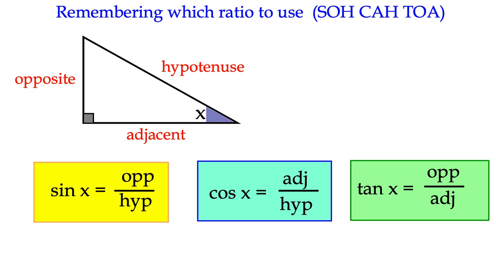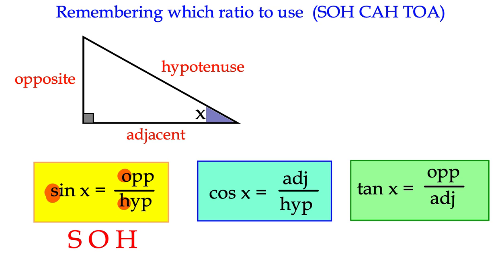Your parents and grandparents learnt this as well. It's called SOH CAH TOA. So what does SOH CAH TOA actually mean? If you take the first letters of each of the formulas, we've got S for sine, O for opposite, and H for hypotenuse, which gives us the initials SOH. So S stands for sine, O for opposite, and H for hypotenuse.